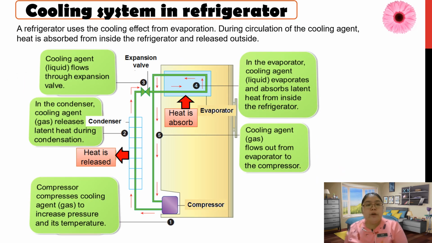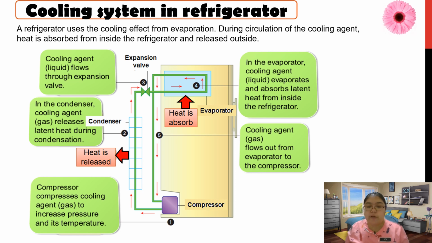Okay, then we're going to see the cooling system in the refrigerator. The refrigerator uses the cooling effect from evaporation. During the circulation of the cooling agent, heat is absorbed from inside the refrigerator. After that, it is released outside. Okay, now we see the steps.